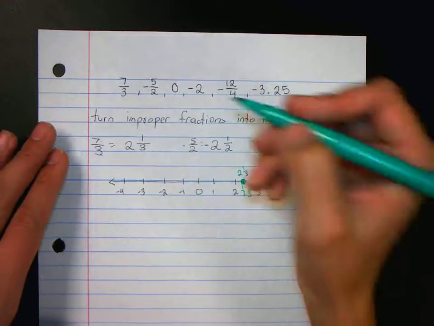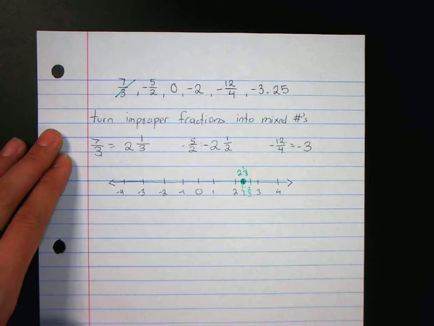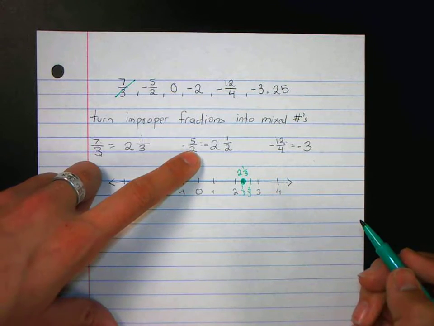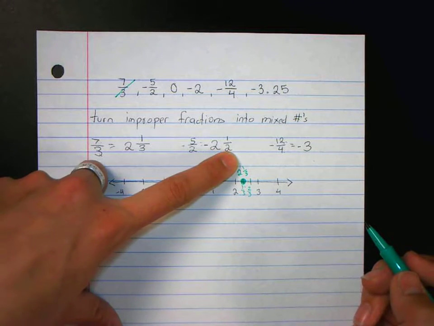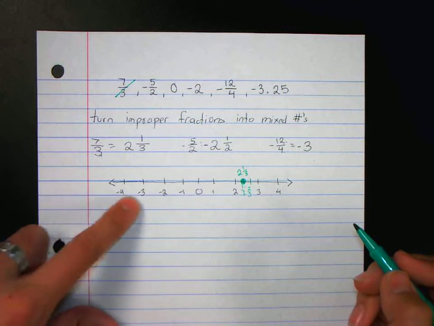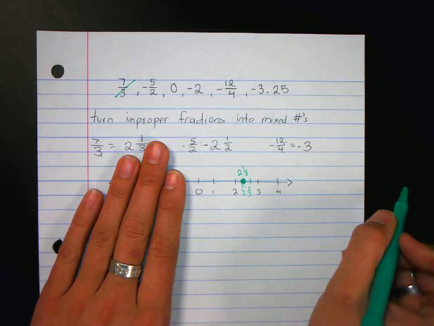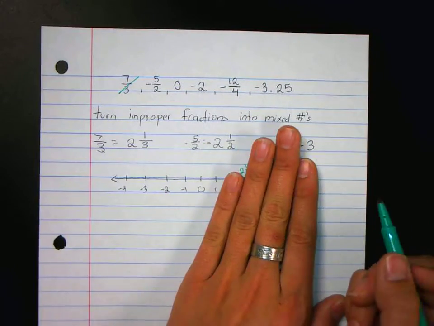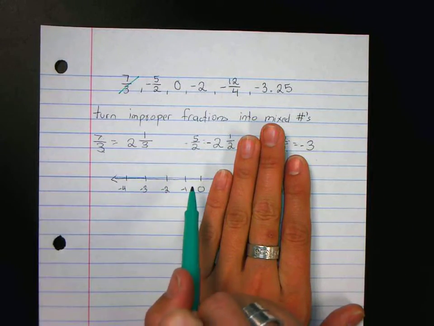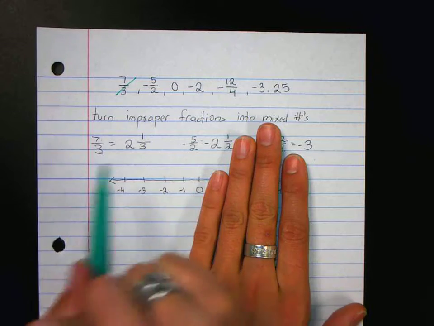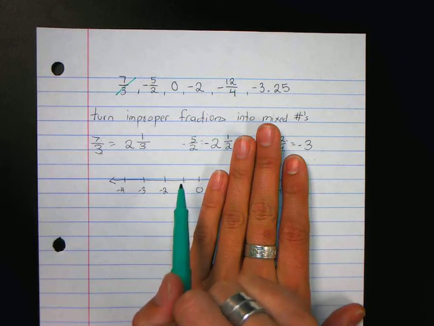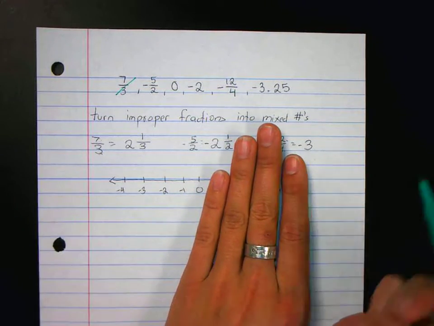Alright, I'm going to cross that out because I'm done with it. We have -5/2. I know that -5/2 is the same as -2 1/2. Now I'm working with the negative side. Notice with the positive side, we did work our way away from 0 to the right of 0. With negative numbers, it's the same thing. We're still working away from 0. It's just now to the left. So it might take some adjustment, but we're still going away from 0 whenever we're graphing.